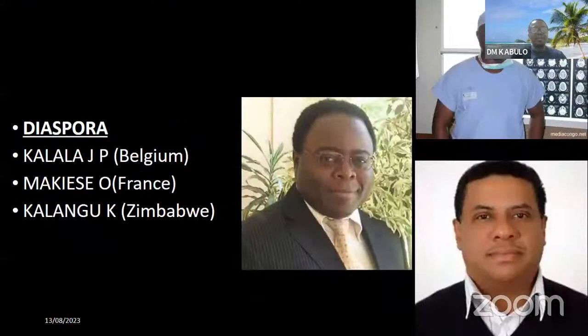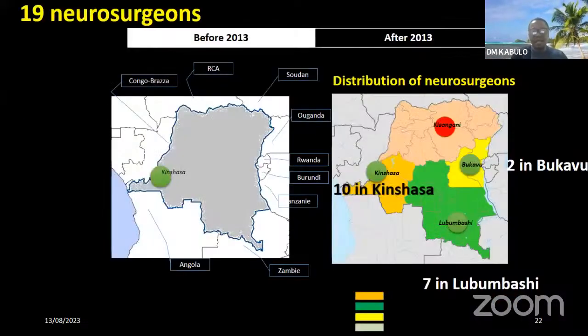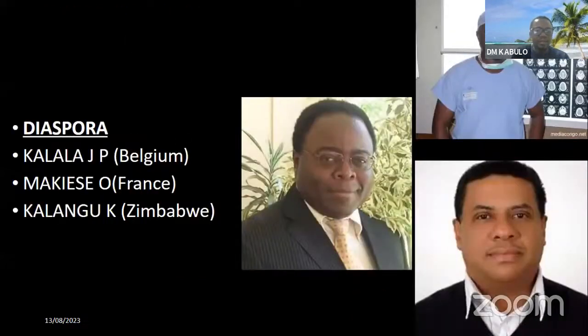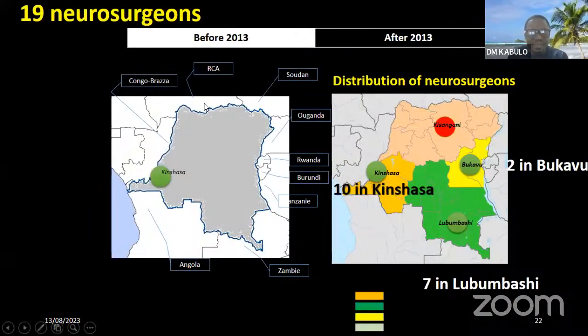This is Professor Ntambi, who is the director of the neurosurgical training program in Kinshasa. He also came to Japan under Professor Takizawa, where he did neurovascular. And Dr. Ntalaja, who is young and hot-blooded, is trying to push our neurosurgery ahead. We also have 3 Congolese neurosurgeons who are working outside. They are from the diaspora, and they come to help us: Professor Kalangu, Professor Kalala, and Dr. Makiese.